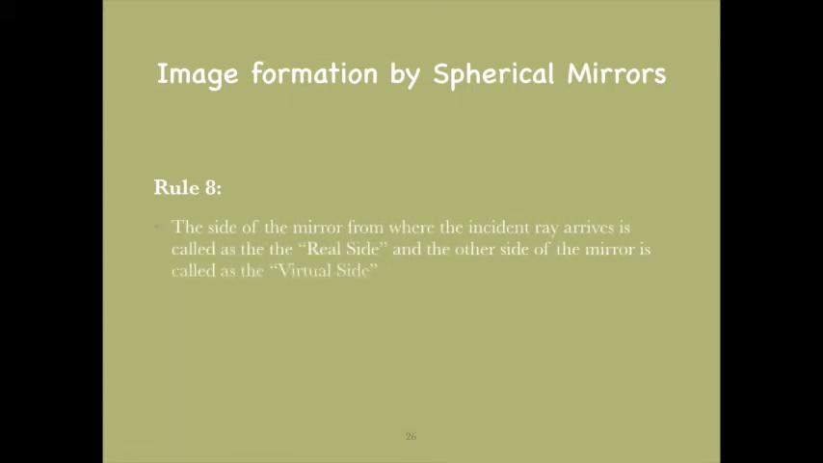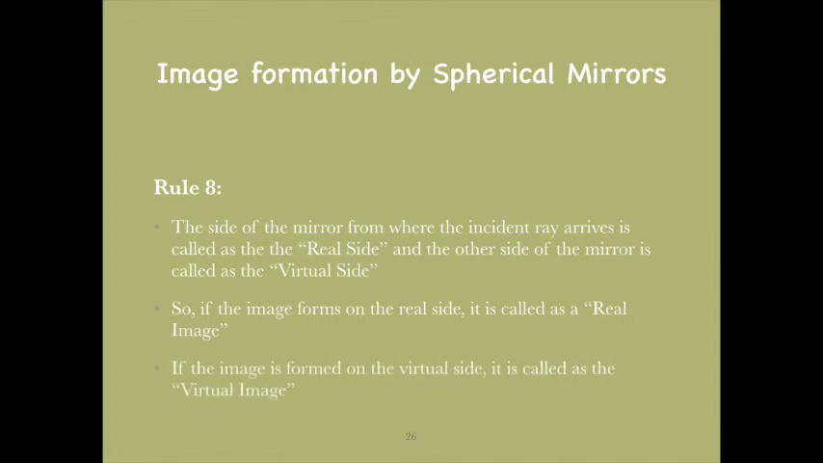So coming to rule number 8, here I will be defining the virtual and the real side, and the virtual image and the real image. The side of the mirror from where the incident ray arrives is called the real side, and the other side of the mirror is called the virtual side. If the image is formed on the real side, it is called a real image, and if the image is formed on the virtual side, it is called a virtual image.